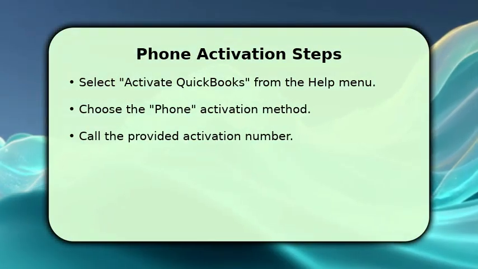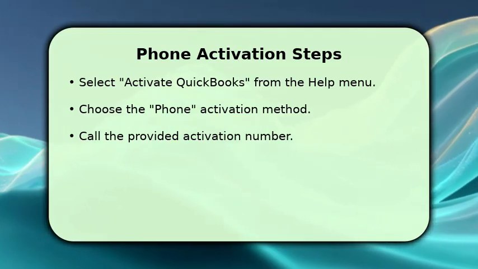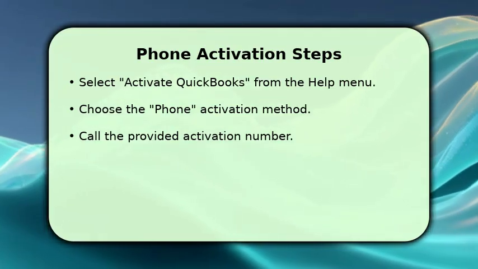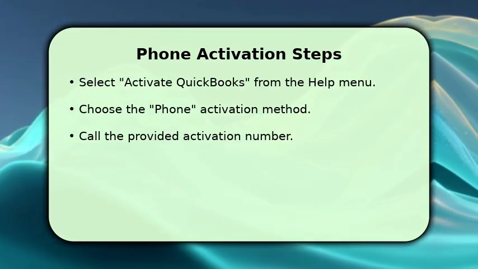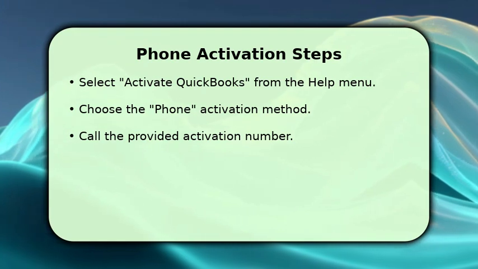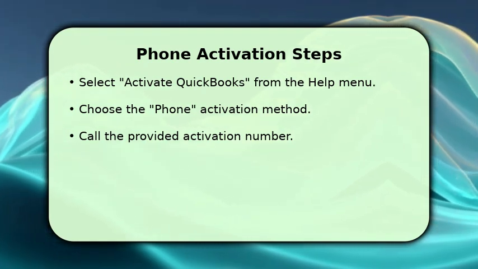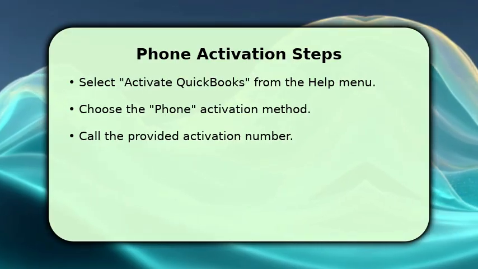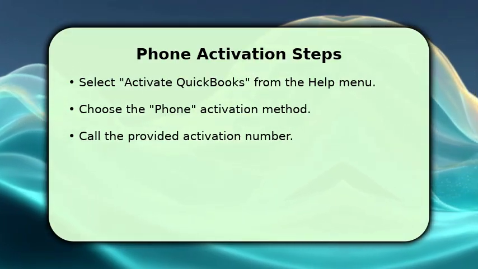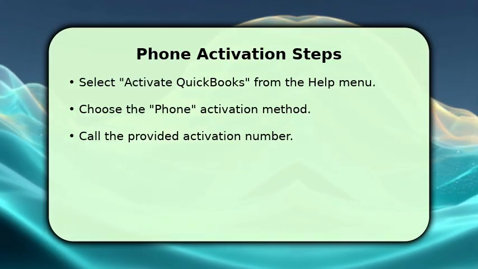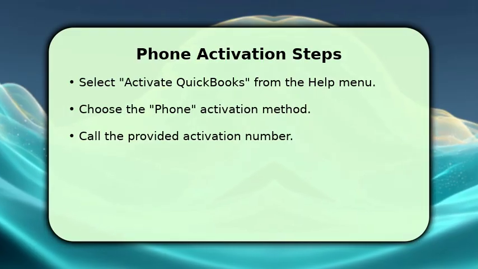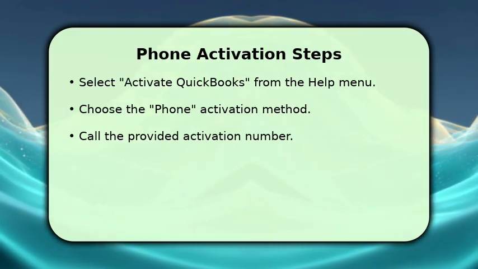If online activation isn't an option, you can activate by phone. Again, go to the Help menu, select Activate QuickBooks, but this time choose the phone option. QuickBooks will provide a toll-free number and a validation code. Call the number, provide the code to the representative, and they will guide you through the rest of the activation steps. Have your license information ready.